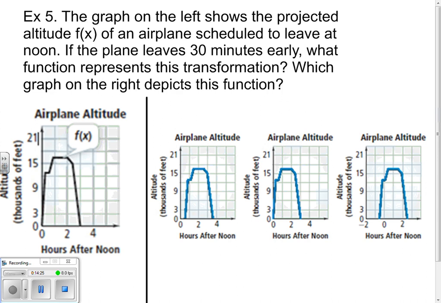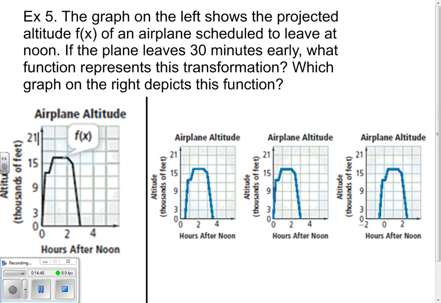Example 5. The graph on the left shows the projected altitude, f of x, of an airplane scheduled to leave at noon. If the plane leaves 30 minutes early, what function represents this transformation? So I'm going to pause just for a second and consider the fact that if they're leaving at noon and now all of a sudden they're leaving 30 minutes early, that means that they're leaving at 11:30.